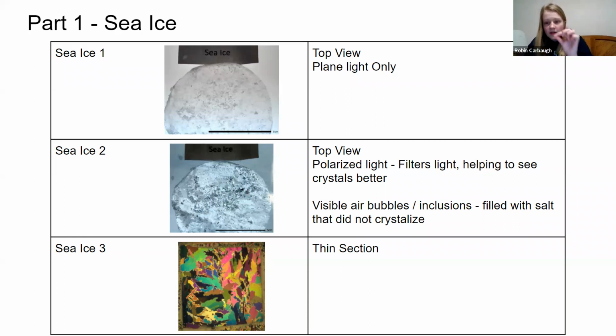And then this last funky picture is called a thin section. So it's a really small slip of ice that we can look at under microscopes. And when we put this polarized light on it, it creates these cool colors with these jagged shapes, depending on the crystal type of the ice.